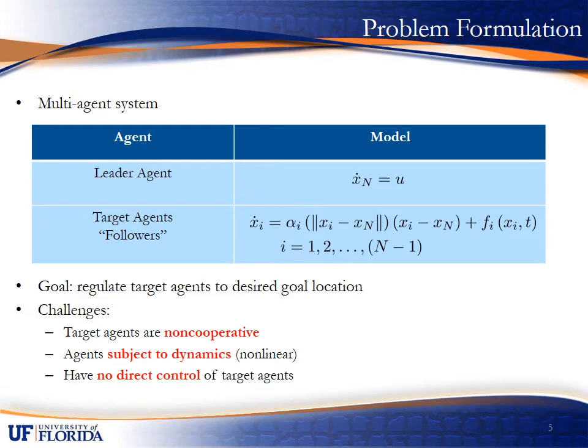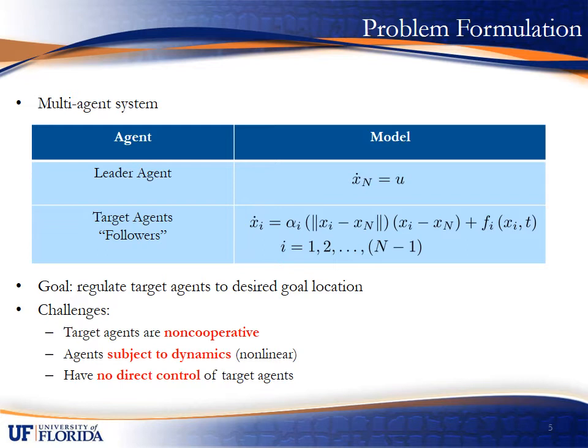To start off, I'll go into our multi-agent system model. We adopt a leader-follower-like model where we have a single leader agent. As you can see right here, we model single integrator dynamics, and our target agents are modeled with these dynamics right here, where there's going to be some repulsive interaction with the leader based on the distance. And our goal is going to be to regulate these target agents to a desired goal location.